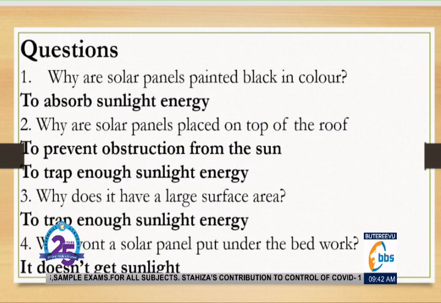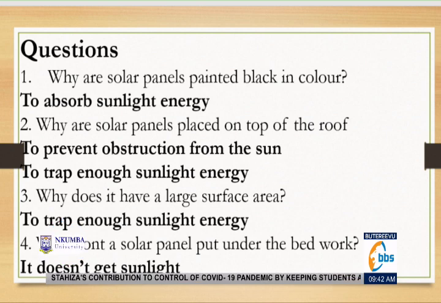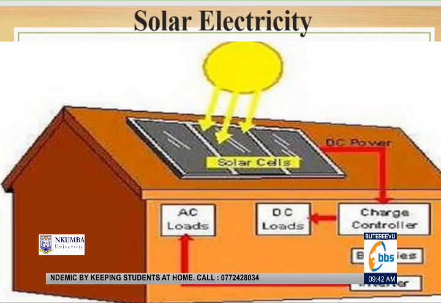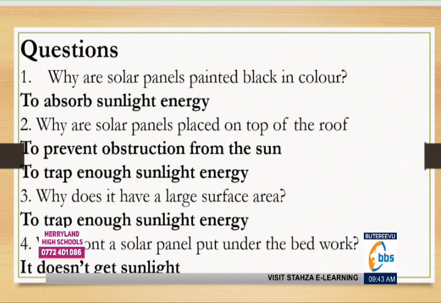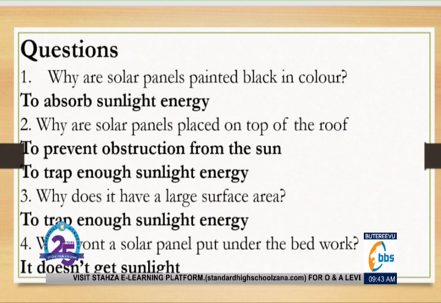Then secondly, why are solar panels placed on top of the roof? This is to prevent obstruction from the sun, and then also to trap enough sunlight energy. Okay? Number three. Why does it have a large surface area? It is mainly to trap enough sunlight energy.